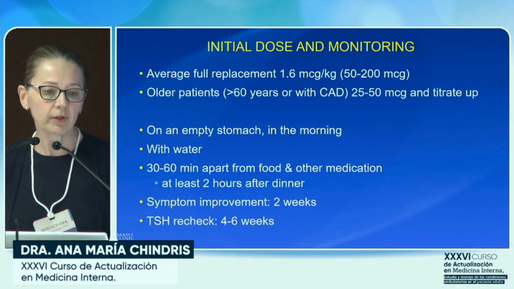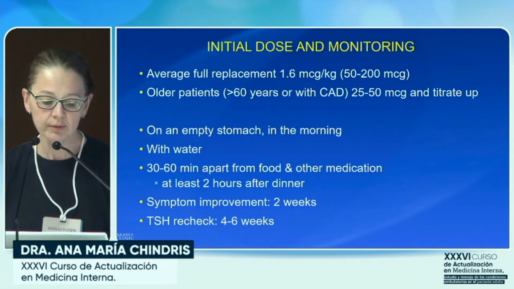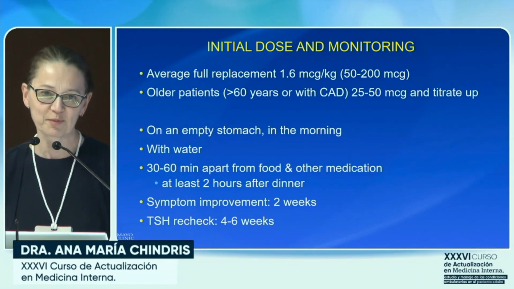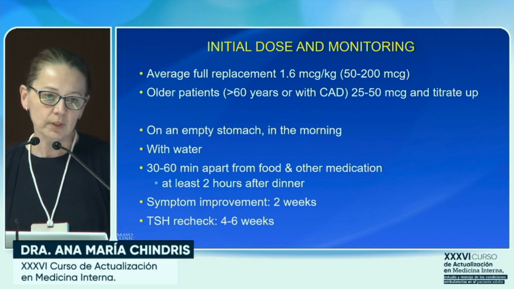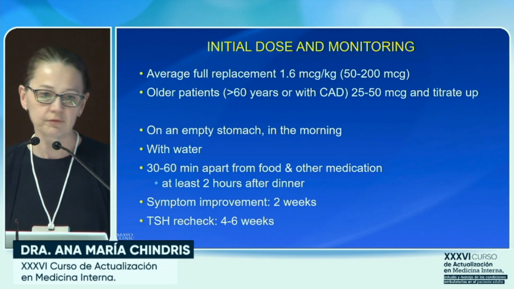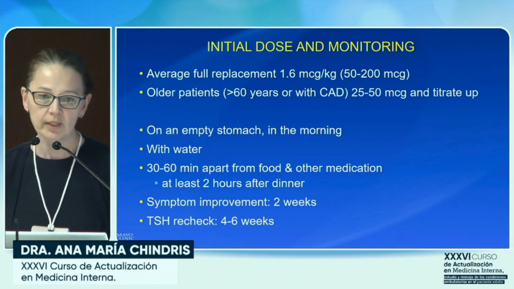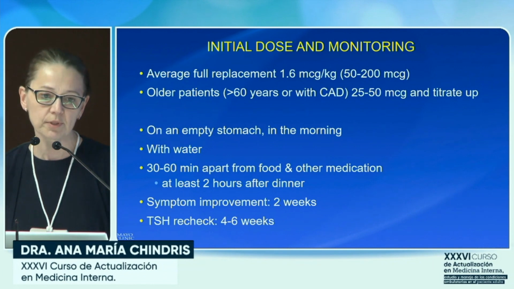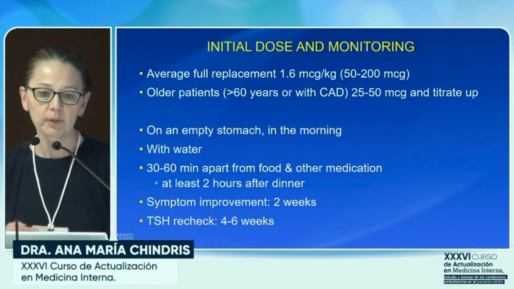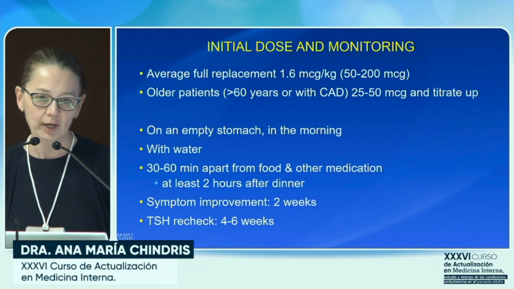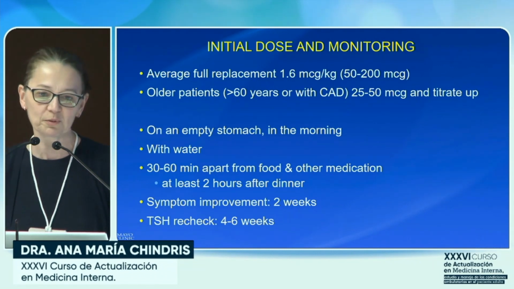So when you have a newly diagnosed patient with hypothyroidism, where do you start in terms of the dose? Usually, for somebody who's healthy, doesn't have comorbidities like coronary artery disease, and is relatively young, you can start with full replacement. And a good place to start is by calculating the dose according to their weight. So it's usually 1.6 micrograms per kilogram. However, because of the variability in absorption, this can range greatly, anywhere between 50 to 200 micrograms, and sometimes even more than that.